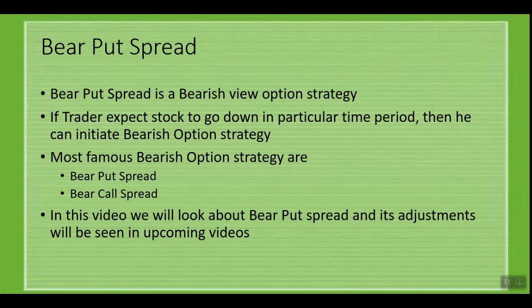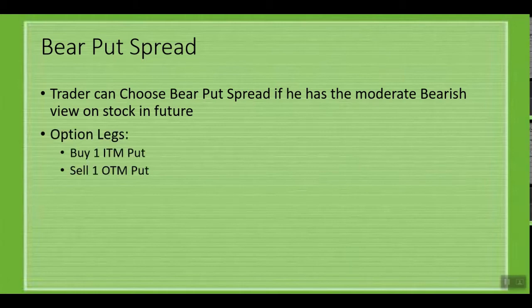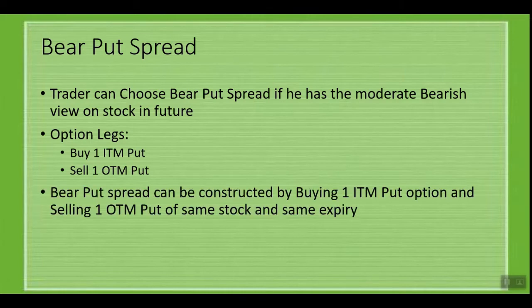A trader can choose the bear put spread if he has a moderately bearish view on the stock in the future time frame. The option legs to initiate the bear put spread are: buy one in the money put and sell one out of the money put. The bear put spread is constructed by buying one in the money put option and selling one out of the money put of the same stock on the same expiry. Make sure that your buying and selling are in the same time period, on the same expiry.